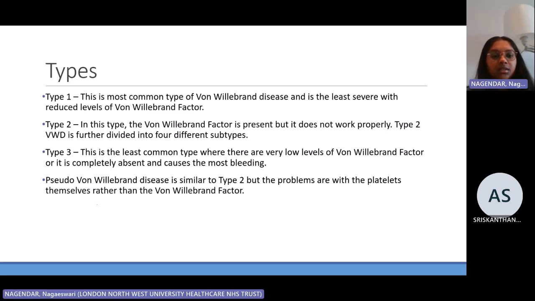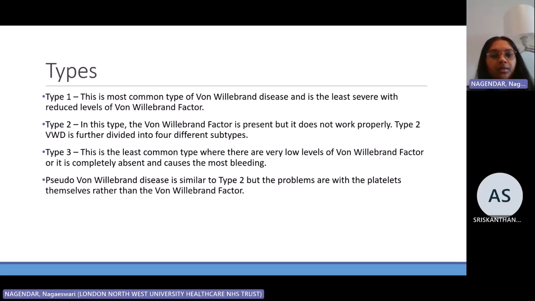Type 3, this is the least common type, and there are very, very low levels of von Willebrand factor, or it can be completely absent, and this is the one that leads to the most severe bleeding. They can often have spontaneous bleeds. Now, there's also something called pseudo von Willebrand disease, and this is similar to type 2, where the problems are with the platelets themselves rather than with the factor.